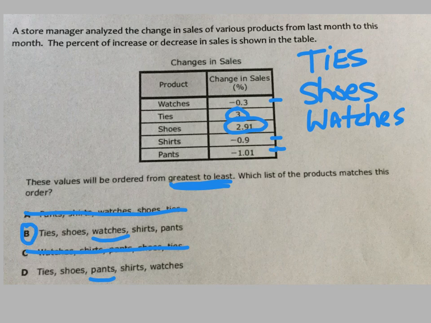So negative 0.3, got it, watches. Now let's compare shirts and pants. Shirts is negative, but less than negative 1. Pants are negative and more than negative 1. It's more negative. So shirts would need to come next, and then pants. And that confirms the order of answer choice B.